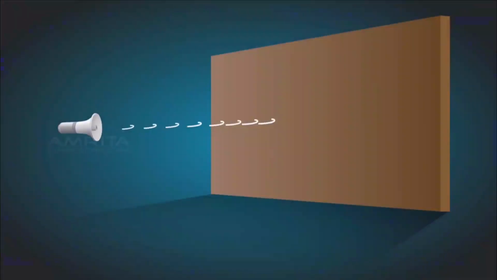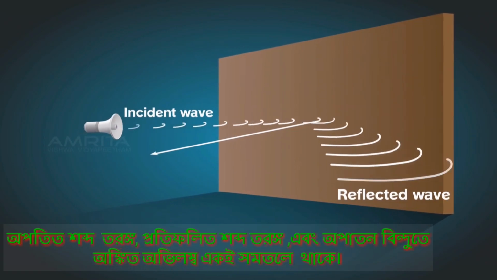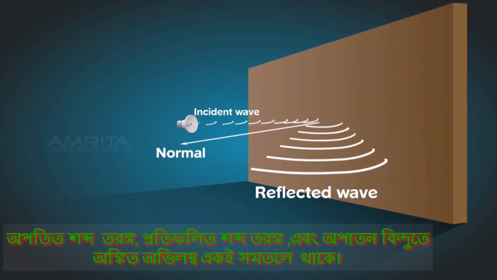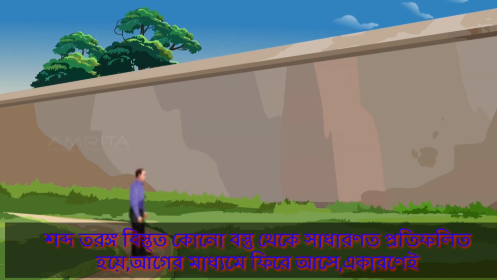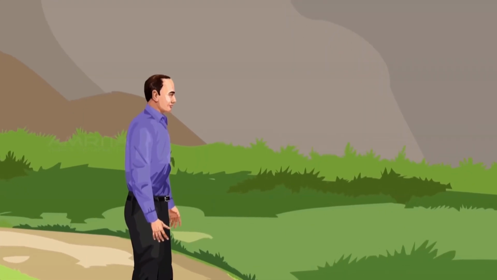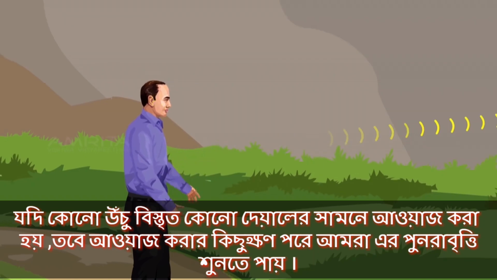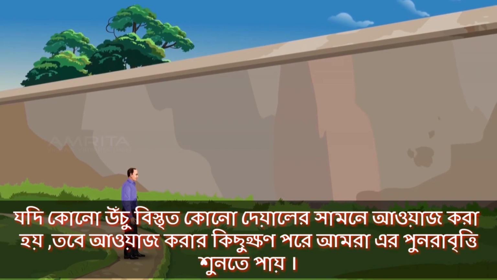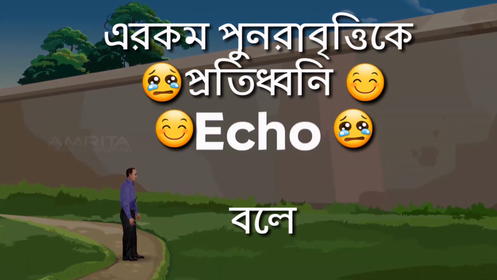The second law states that the incident wave, the reflected wave and the normal at the point of incidence all lie in the same plane. Sound waves also suffer reflection from large obstacles. If we stand at a distance from a high wall and clap our hands, we can hear the same clapping sound after the dying out of the original sound. This is called an echo.